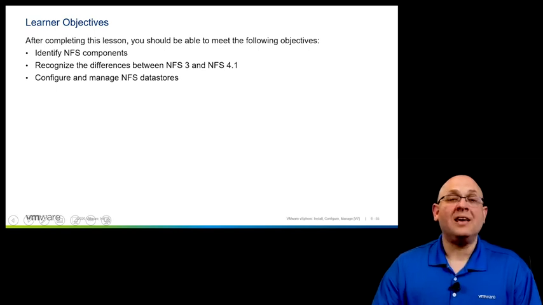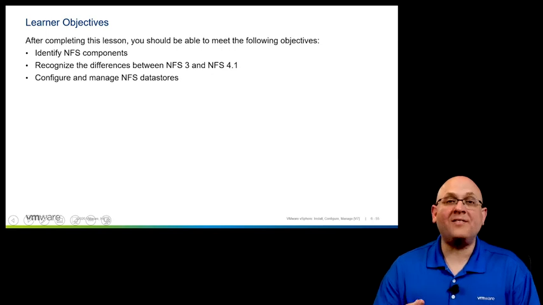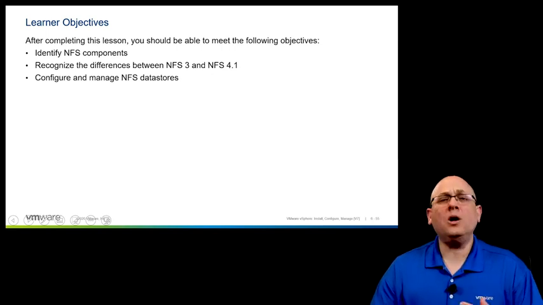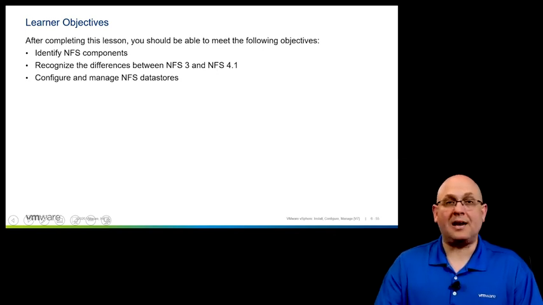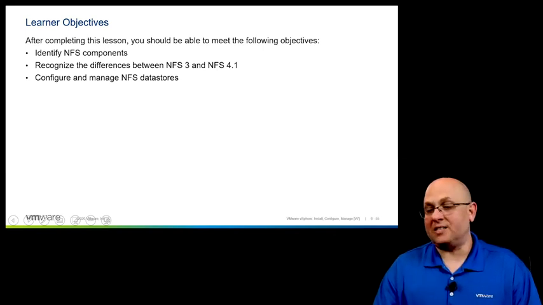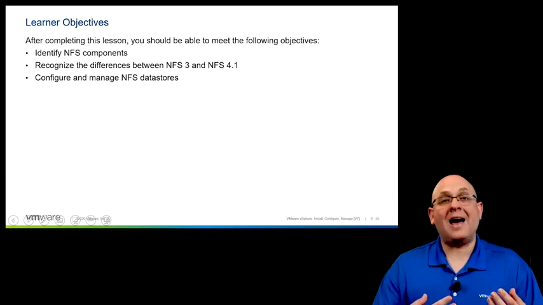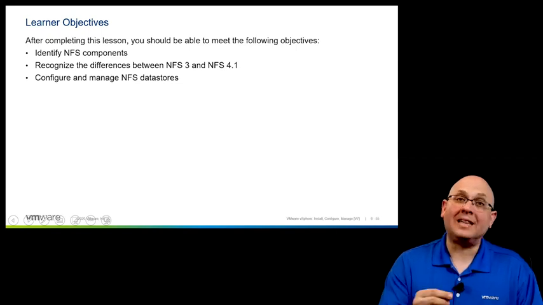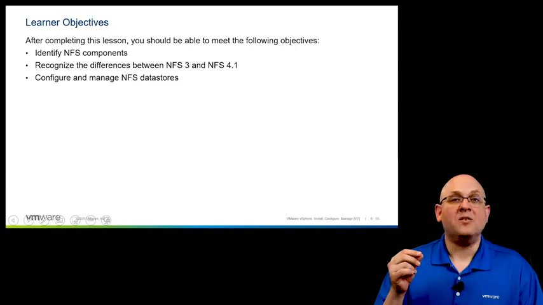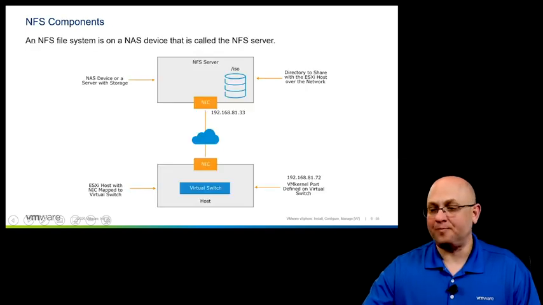We'll look at NFS in a similar way that we looked at iSCSI. We're going to look at the components of an NFS infrastructure. We're going to look at the differences between the two versions of NFS that ESXi supports, that is NFS version 3 and NFS version 4.1. Once we understand a little bit about NFS, we're going to have a look at the way that we configure and manage NFS data stores. It's really super simple to do, and it does require, like iSCSI, a VM kernel port on each of your ESXi hosts. So let's dive right in.